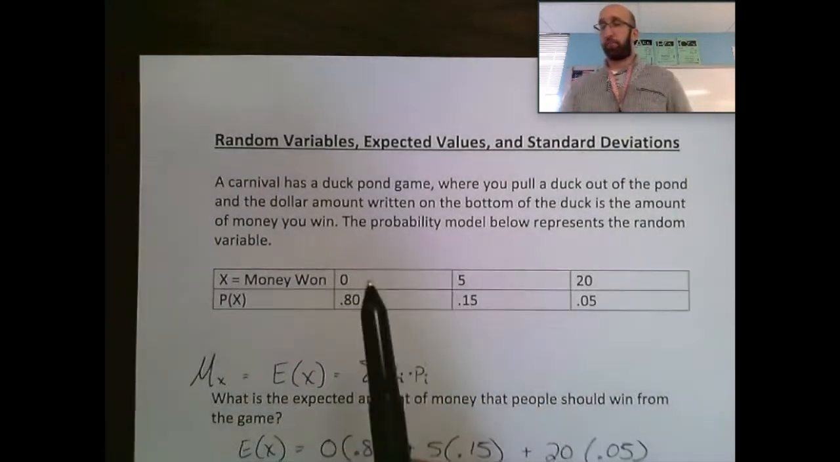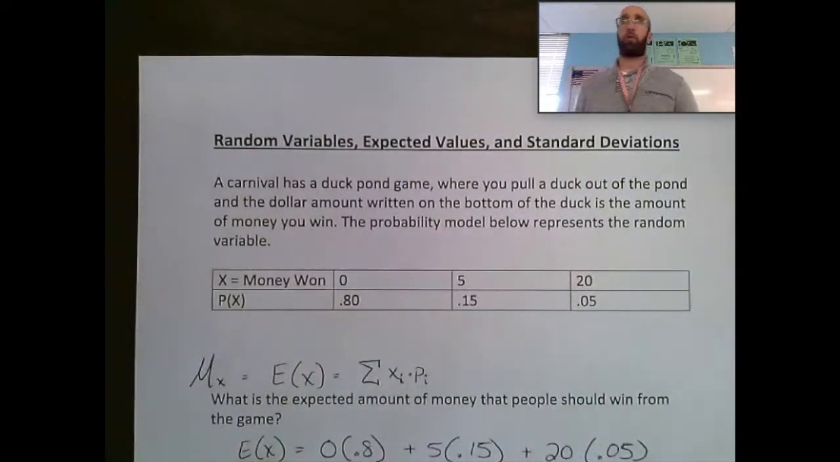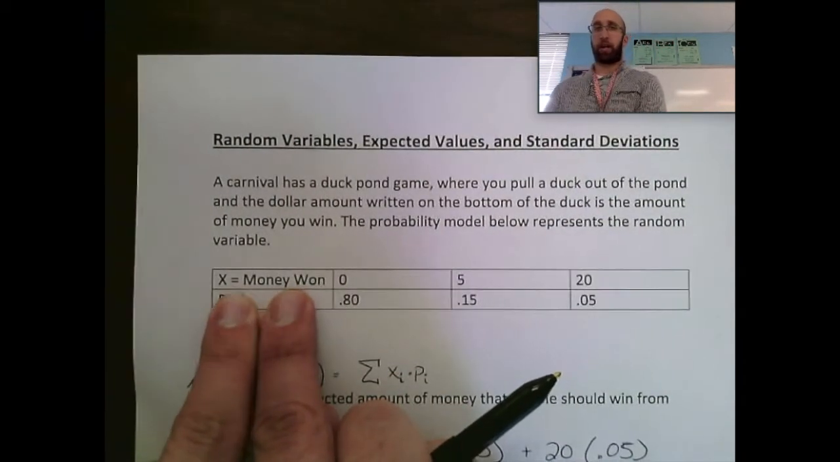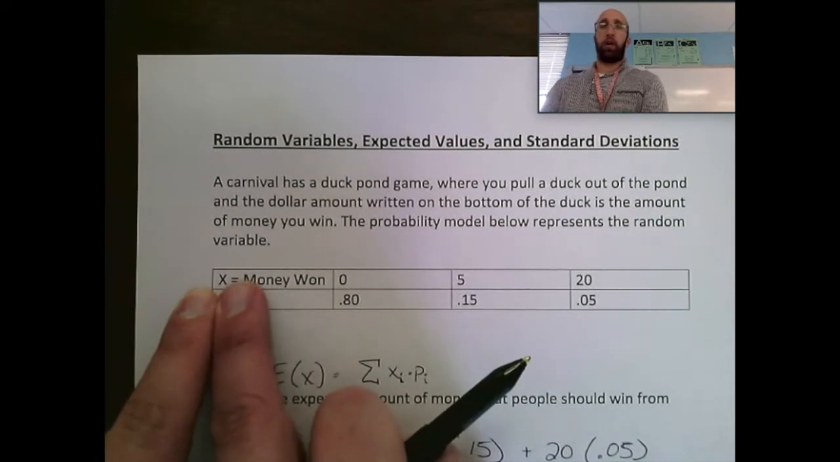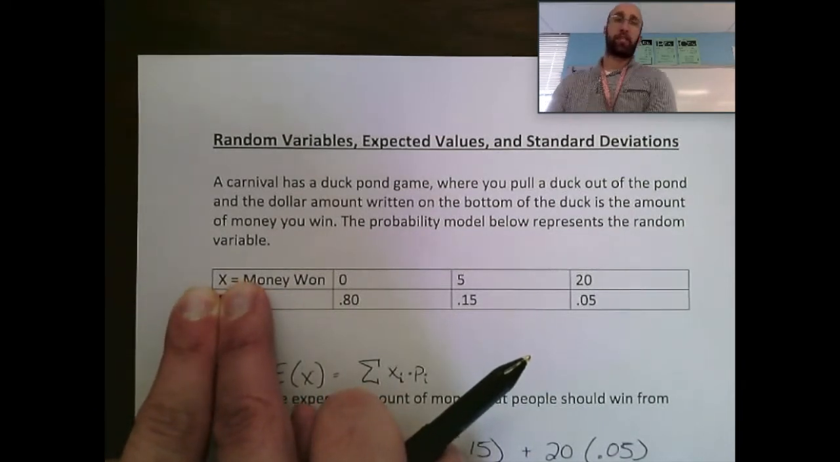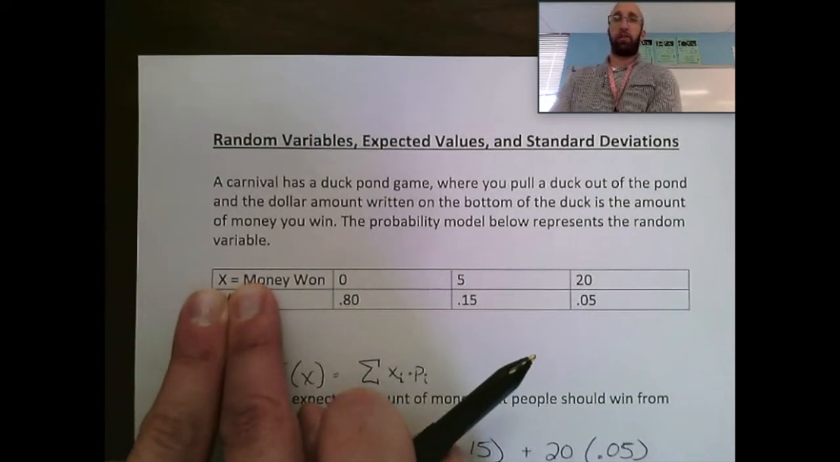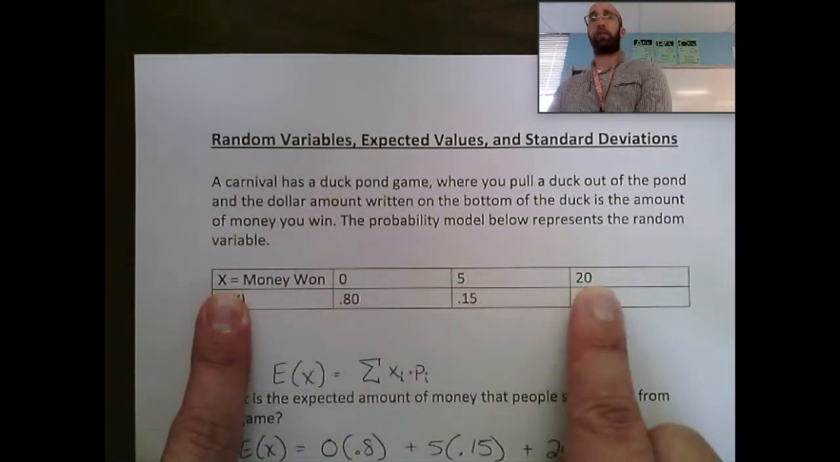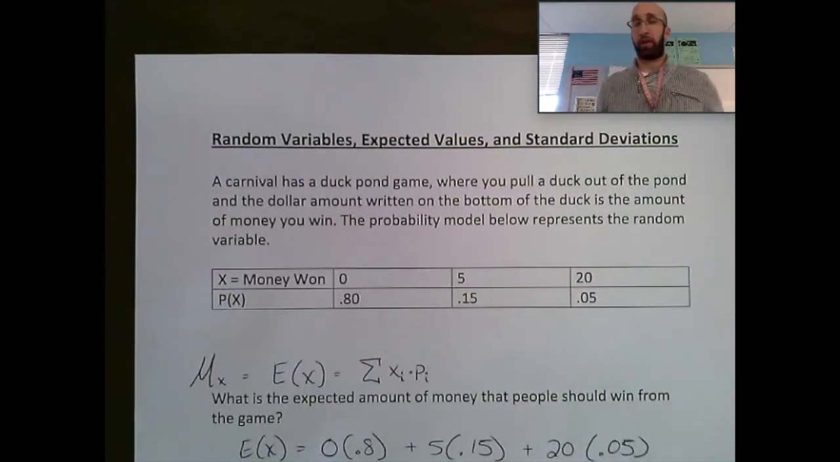So a probability model is just a way that we can organize and represent our random variable and how it relates to probabilities. Okay, so it's kind of a table format for representing probabilities. In my top row, I have x equals money won. This, x, is our random variable. So we have a random chance of winning $0, winning $5, and winning $20, because that is the money won.